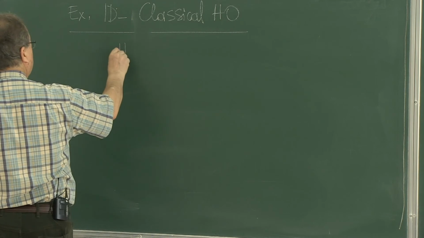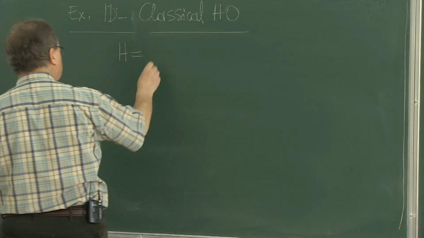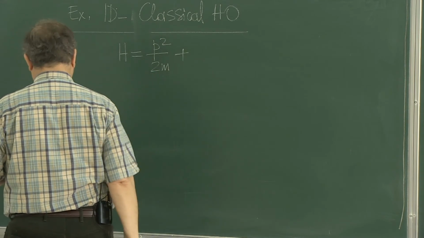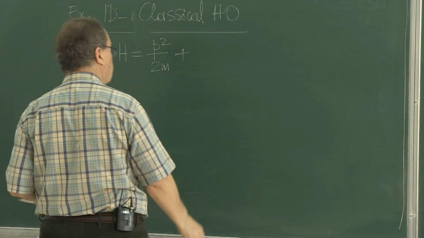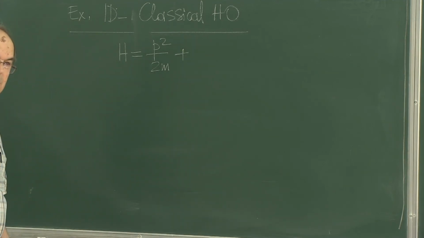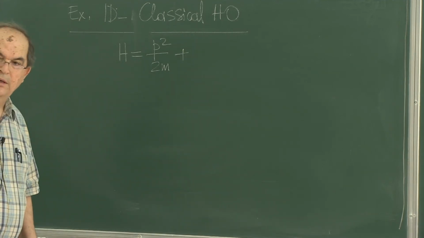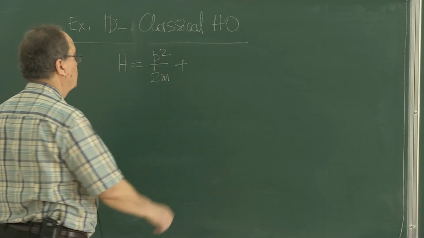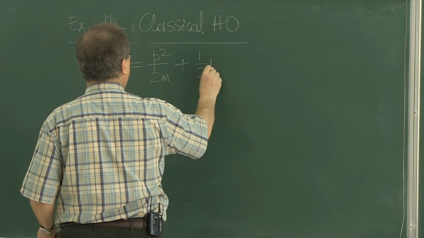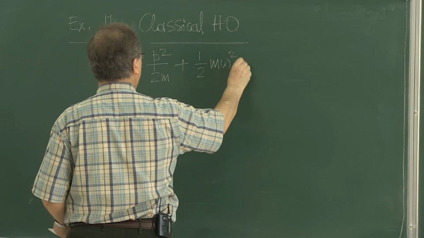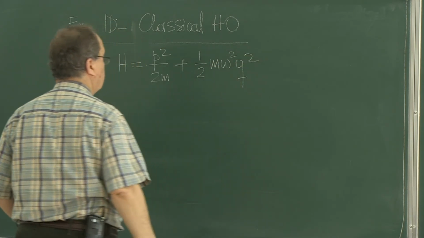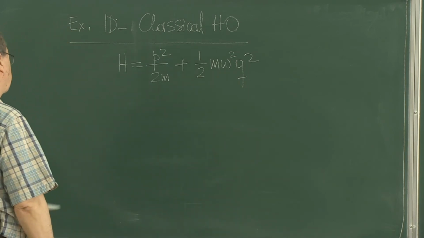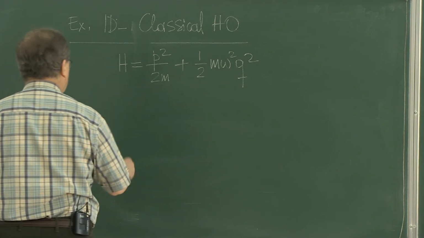In this case, the Hamiltonian is having a kinetic energy part plus a potential energy part. What is the potential energy in this case? 1/2 k q squared, isn't it? k is m omega squared, so it is 1/2 m omega squared q squared. Classical p, q. Remember, momentum, position.